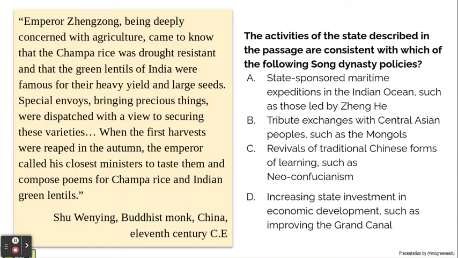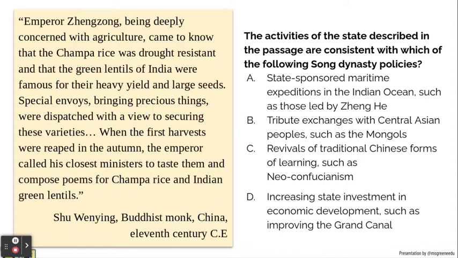Okay. Emperor Zhengzong, being deeply concerned with agriculture, came to know that the champa rice was drought resistant and that the green lentils of India were famous for their heavy yield and large seeds. Special envoys bringing precious things were dispatched with a view to securing these varieties. When the first harvests were reaped in the autumn, the emperor called his closest ministers to taste them and compose poems for champa rice and Indian green lentils.